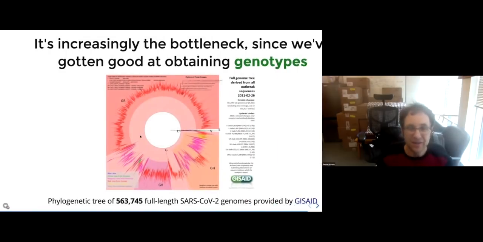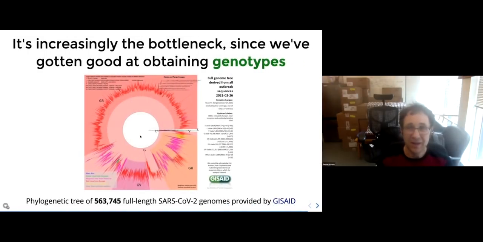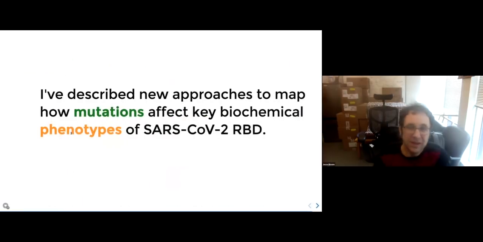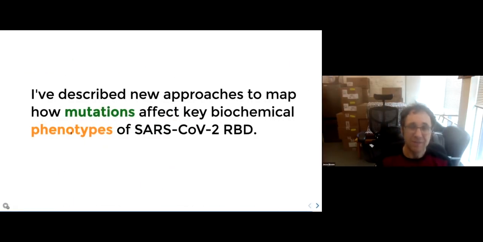And in particular, I think this is increasingly becoming the bottleneck. If you go back to Zuckerkandl and Pauling, they spent a lot of time getting those myoglobin sequences. Now we've gotten really good at obtaining genotypes. Sequencing viruses is something that's done a lot now. The real challenge we face now is interpreting what all those sequence data mean in terms of the phenotypes we care about. Hopefully I've told you how we're trying to take some new approaches to map how mutations affect some of these key biochemical phenotypes, in order to make it possible to better interpret the evolution we can now observe so readily at the genotypic scale.